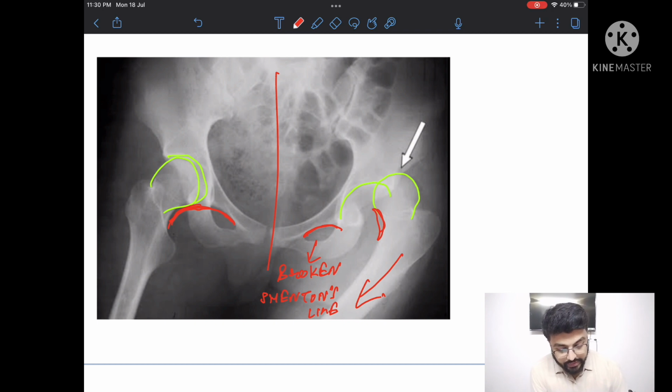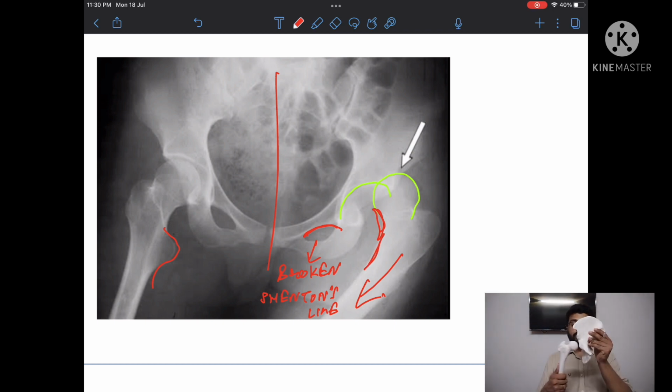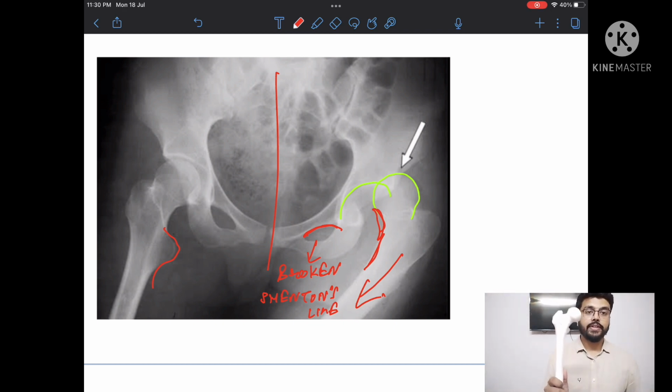Another thing is that now look towards the femur on the right side. So you can see the lesser trochanter here. Okay, but it's not visible here. Why? I'll just clarify it to you. So let's remove this pelvis. So this is the femur of the left side.